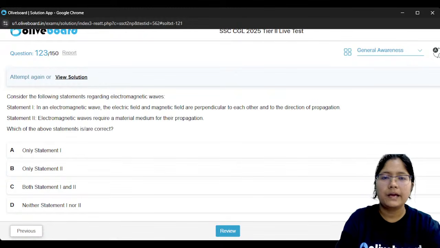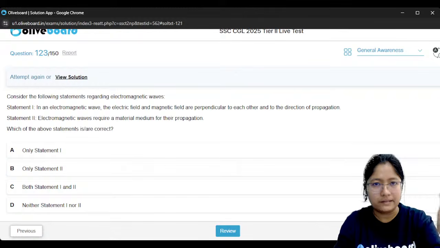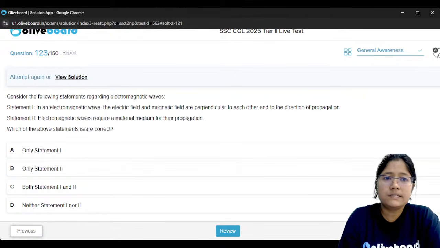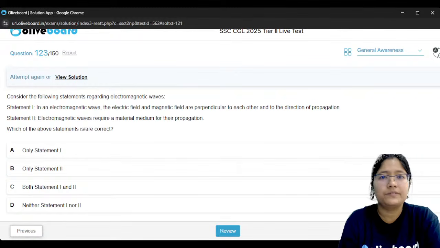So outermost and the middle layer and the third layer, the 3 layers can be there. Next question. Consider the following statements regarding electromagnetic waves or the EM waves.